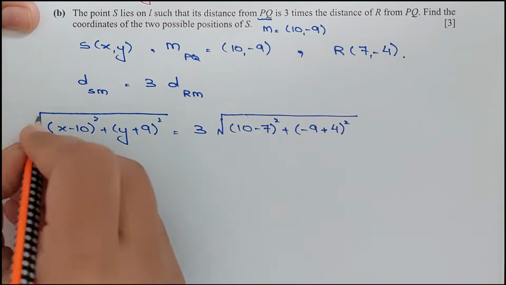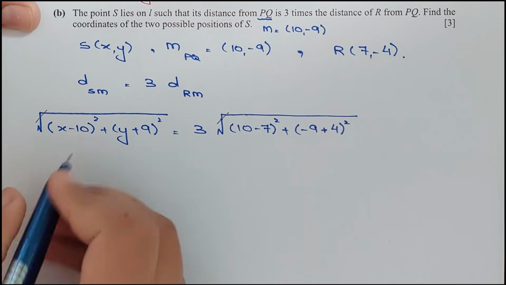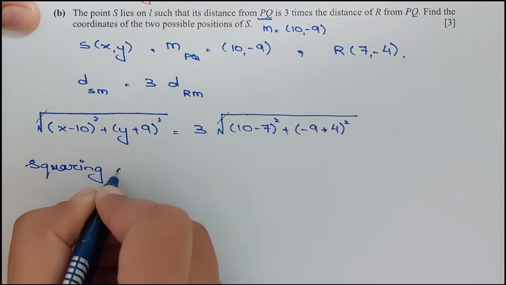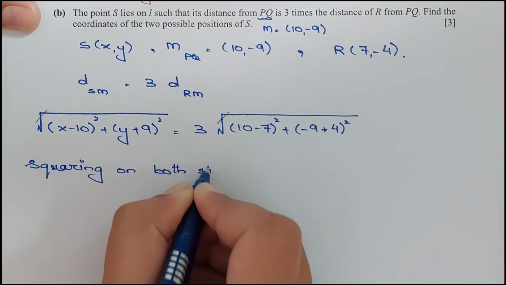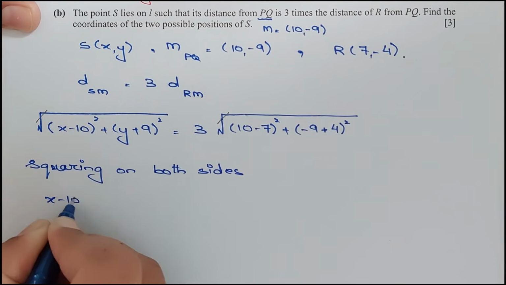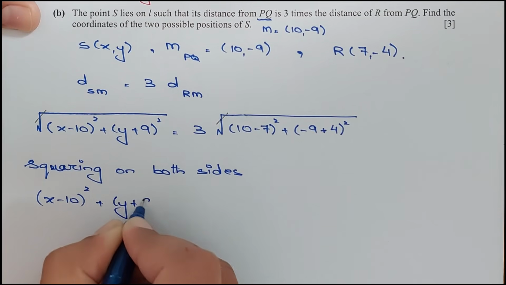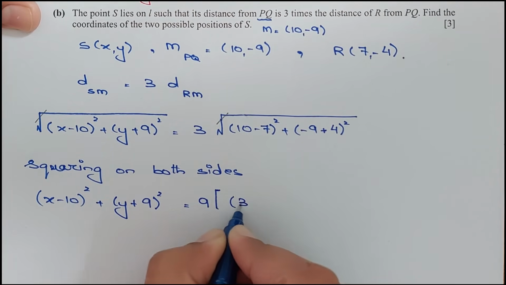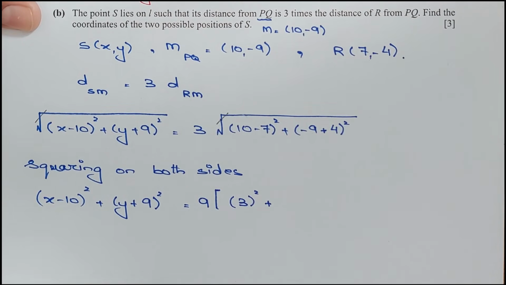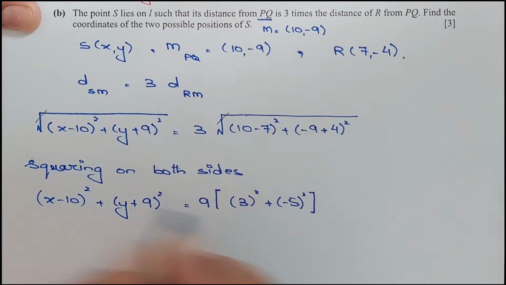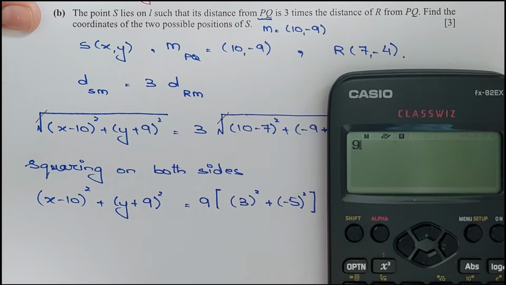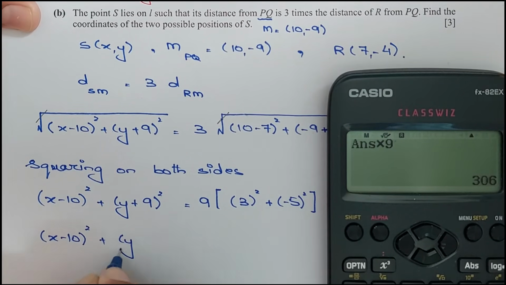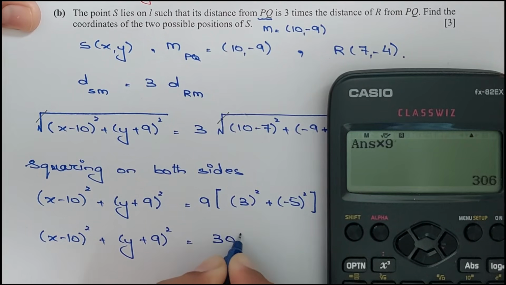Now we can easily cancel the square roots on both sides by squaring on both sides. So we have (x minus 10) whole square plus (y plus 9) whole square equals 3 square, which is 9, times (10 minus 7, which is 3) square plus (9 take away 4, which is minus 5) whole square. Let me simplify this side: 3 square is 9, 5 square is 25, times 9, so (x minus 10) whole square plus (y plus 9) whole square is 306, right?